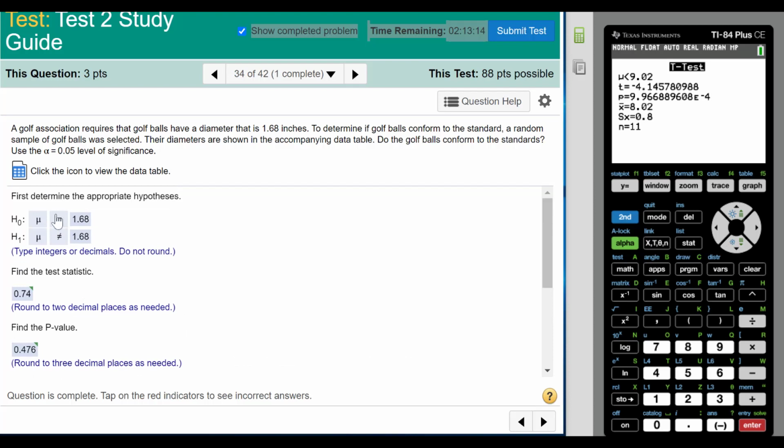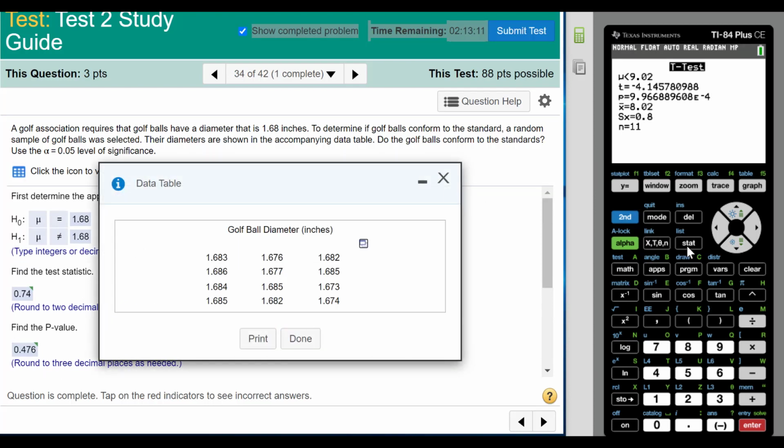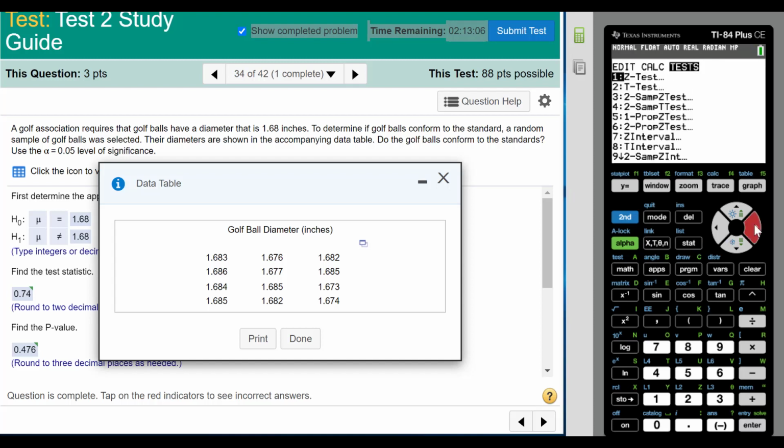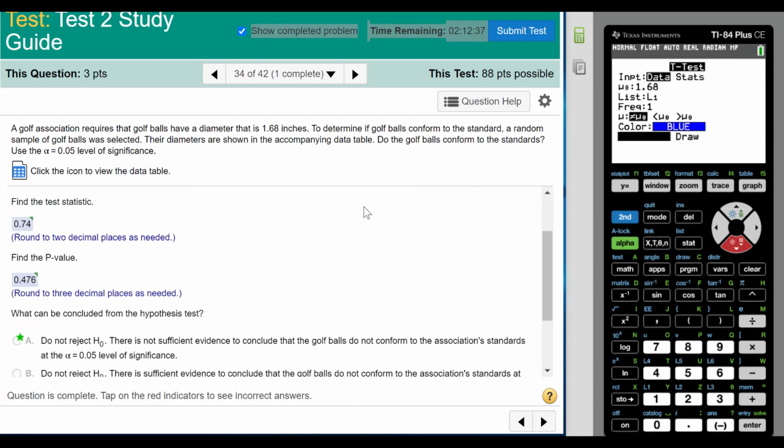The other way you can do this is go to stat, enter, put the data in L1, go to stat, tests, t-test, mu0 changes to 1.68, and then, oh sorry, you have to choose data there, enter, I'm sorry, and now 1.68, make sure this list is L1, you have the data in L1, don't change the frequency, and we need not equal here, and then hit calculate, and you're going to get the same test statistic and the p-value that we got.